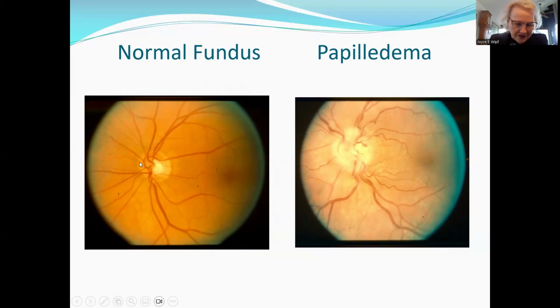Whereas you see here on the left, the vessels come off very sharply. There is a slight normal blurring of the disc retina margin on the nasal side. That's normal, but you can also see that it still is much sharper, more distinct than this side. So this is papilledema.